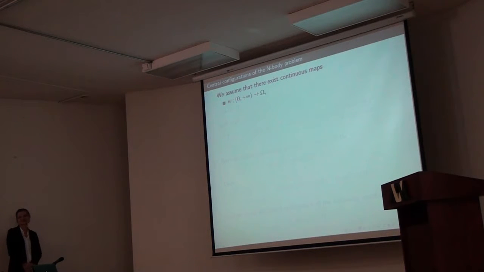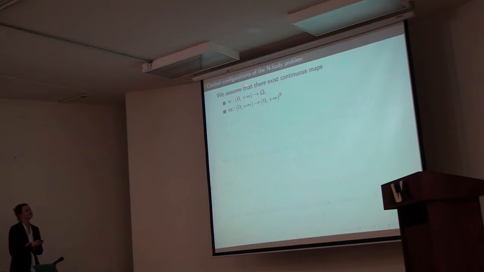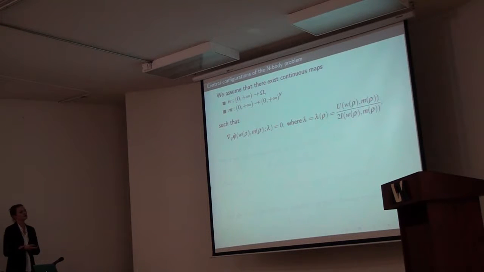The first one, we choose a path in the configuration space. So we fix positions. And then we have another path in the masses, so our masses are also fixed. And here it depends on the parameter. Here rho will be the parameter. So this is the equation for the central configuration.